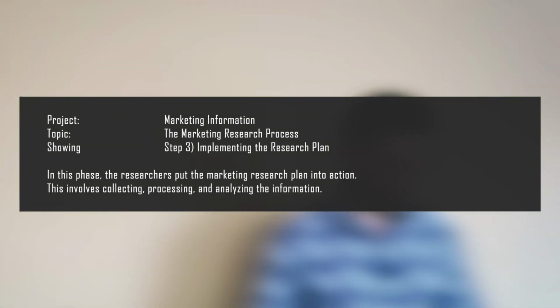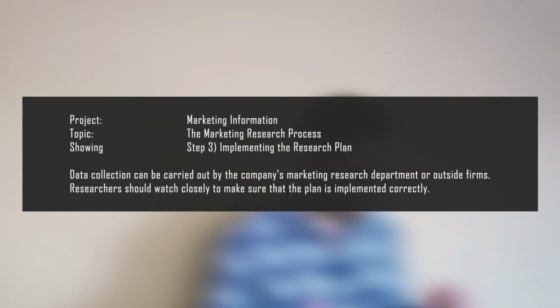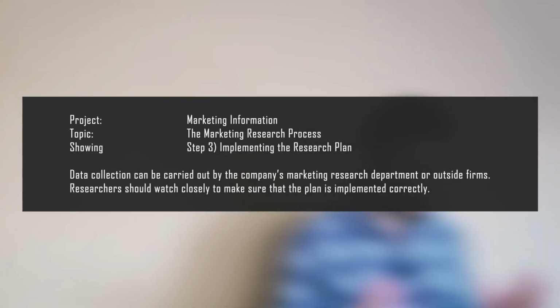The third step of the marketing research process is to implement the research plan. In this phase, the researchers put the marketing research plan into action. This involves collecting, processing, and analyzing the information. Data collection can be carried out by companies' marketing research department or outside companies. Researchers should watch closely to make sure that the plan is implemented correctly.